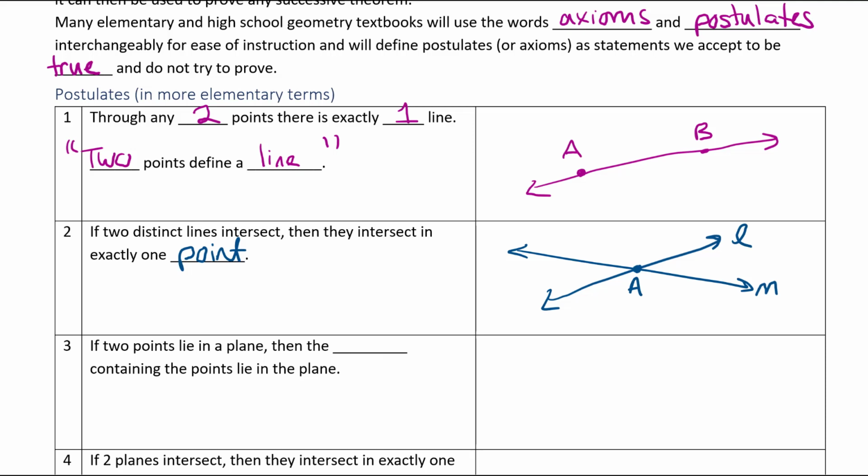Next, if 2 points lie in a plane, then the line containing those points lies in the plane. So we have a plane here. We have point A in the plane and point B in the plane. If those 2 points lie in the plane, then the entirety of the line that contains those points will also be in the plane. So if A and B are in the plane, then line, we'll label this line L, the entire line L is also in the plane.